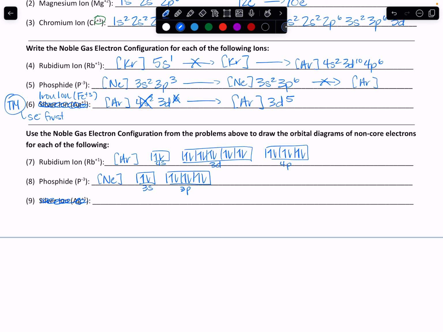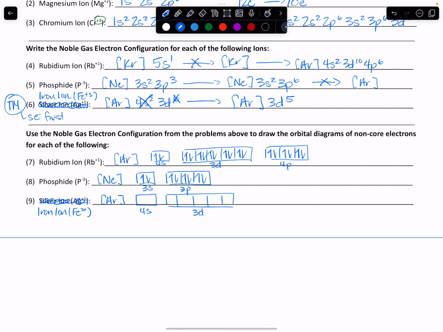And then again, we're not going to do silver here. We'll do the iron +3. So we're going to have argon in brackets, and then this time you can put the 4s in if you want. You do not have to. You definitely have to have the d, because we're not going to put any electrons in that 4s sublevel. Instead, we're going to have 5 electrons in the 3d, and according to Hund's rule, we're going to put 1 electron in each orbital before we pair them. So our orbital diagram will look like this.